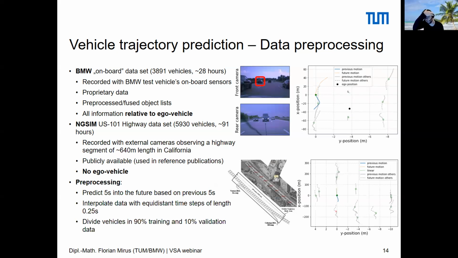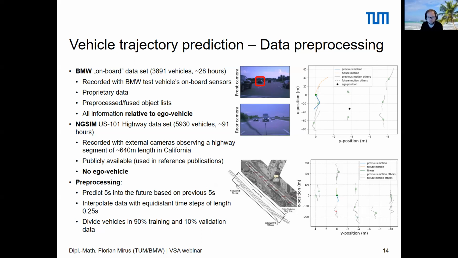And regarding pre-processing, since we're using 2 data sets, I'm trying to predict 5 seconds into the future based on the previous 5 seconds. To make the data sets as comparable as possible, I interpolated the data with equidistant time steps of length of a quarter second, since both datasets come with different sampling frequencies.